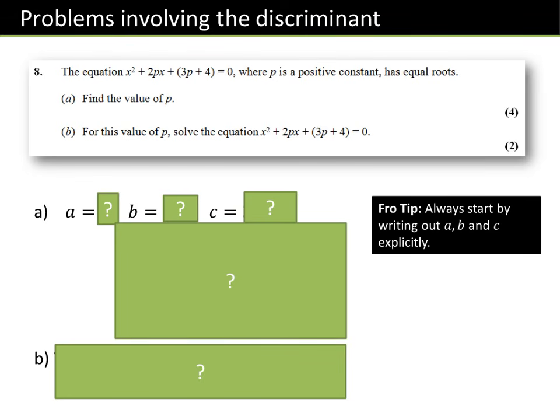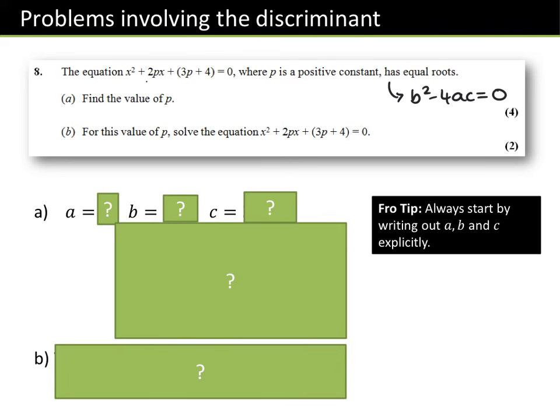The equation x squared plus 2px plus 3p plus 4 equals 0, where p is a positive constant, has equal roots. In the question, if it ever states something has equal roots, the first thing that should come to mind is that b squared minus 4ac equals 0. Equal roots, b squared minus 4ac equals 0. I want you to live and breathe that.